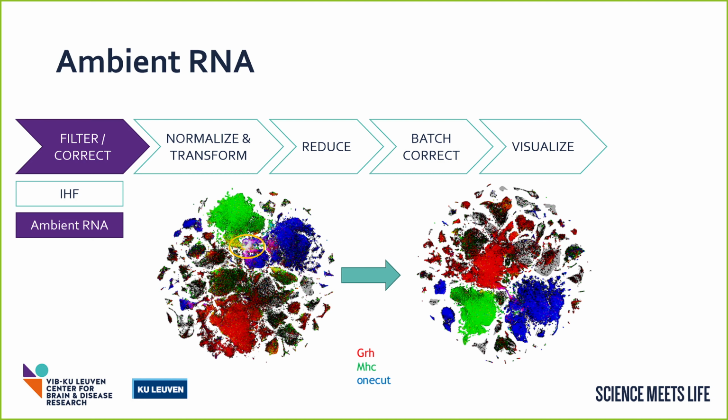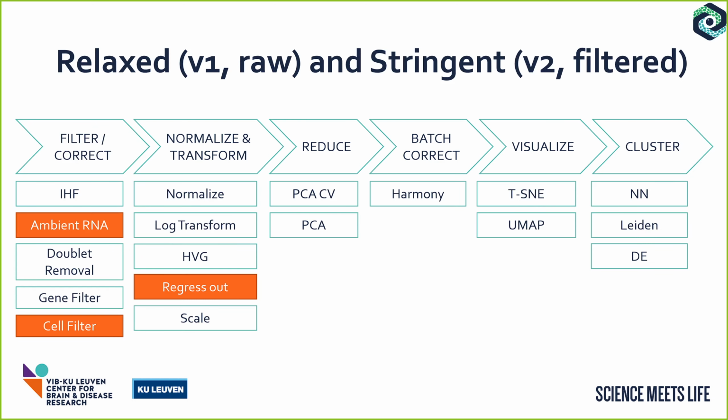We tried a couple of different methods, SoupX and DecontX, to remove this effect, and we settled on DecontX, which was built into Vision and was used for the rest of the analysis. That left us with these two datasets, the V1 or raw dataset and the V2 stringent filtered dataset. The difference there is the boxes in orange.